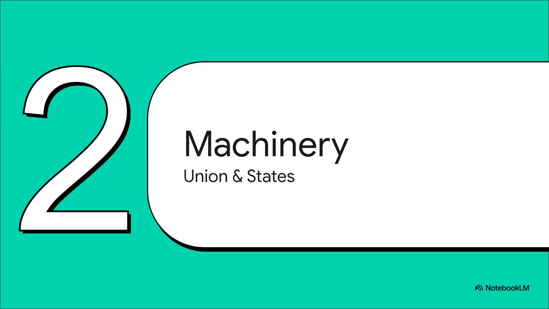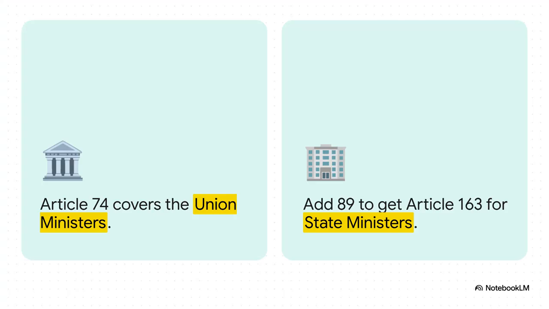Moving on to cluster number 2, machinery, union and states, which covers parts V, 8, and X. Okay, real quick, I have to share this incredible little memory trick hidden right inside the blueprint. When you are comparing provisions for the Union versus the states, there is very often this magic difference of exactly 89. Seriously, try it out.